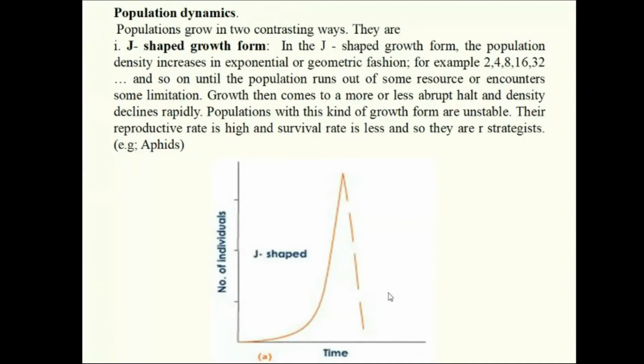This side is number of individuals over time. Over time, first they will increase in the geometric fashion, 2 to 4, 4 to 8, 8 to 16, 32, 64, like that. Then, if any kind of unfavorable situation comes, directly they will crash down. There is no concept behind this space. So, is it a stable form or an unstable form? Unstable form. Yes or no?